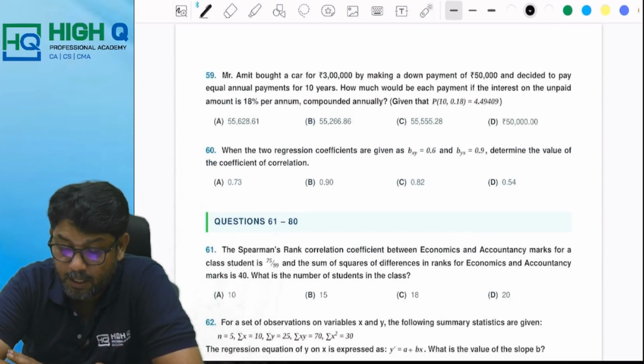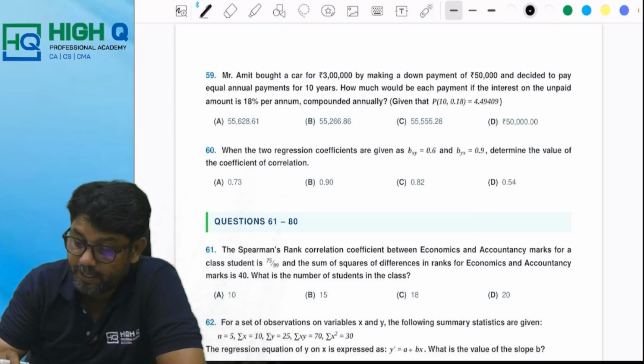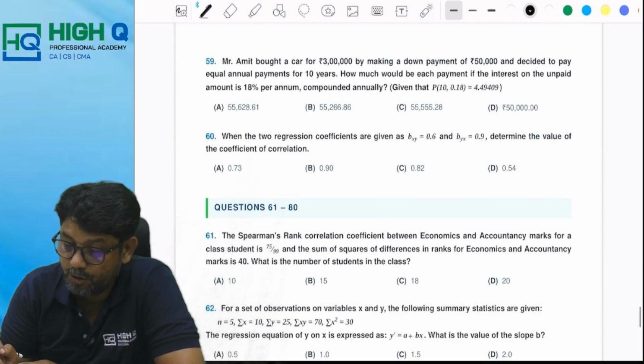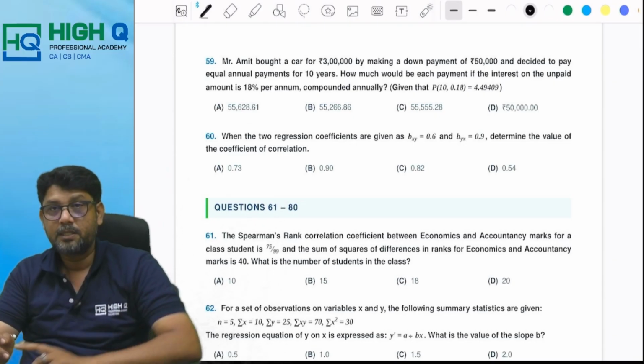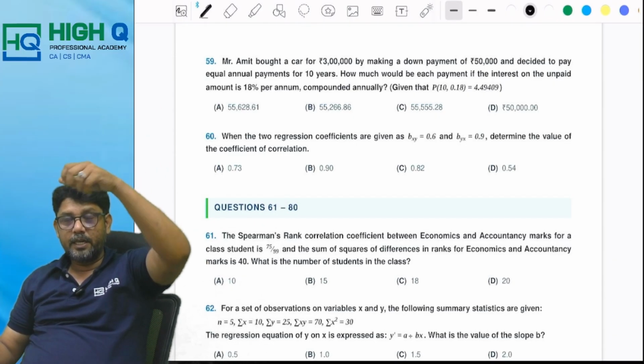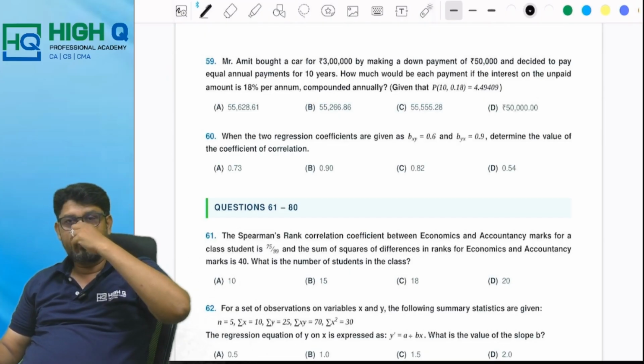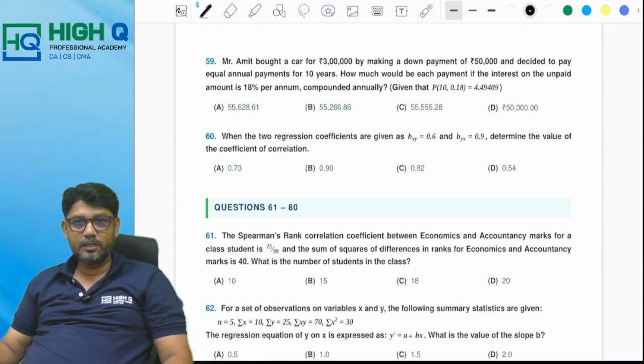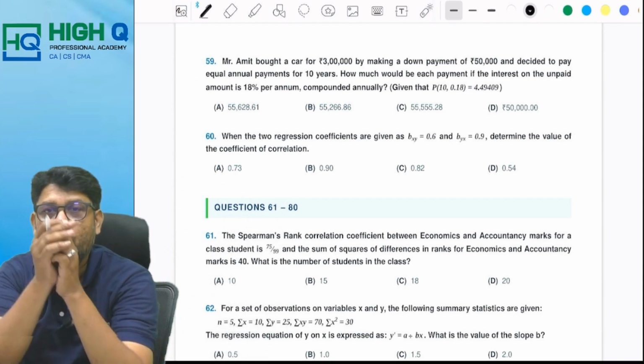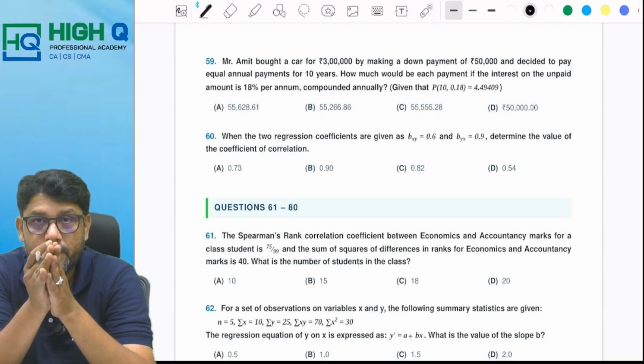Next, sum number 59. Mr. Amit bought a car for 3 lakh rupees by making a down payment of 50,000 rupees and decided to pay equal annual payments for 10 years. Of course, the car rate is 3 lakhs, but he made the payment of 50,000 rupees. So the remaining is 2 lakh 50,000. That is the loan amount.